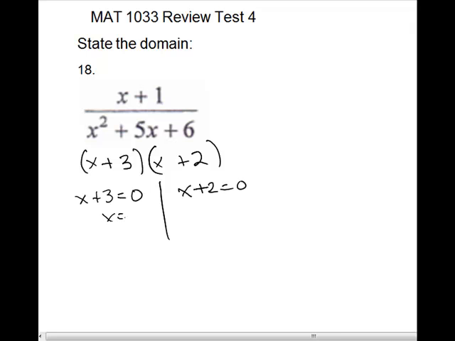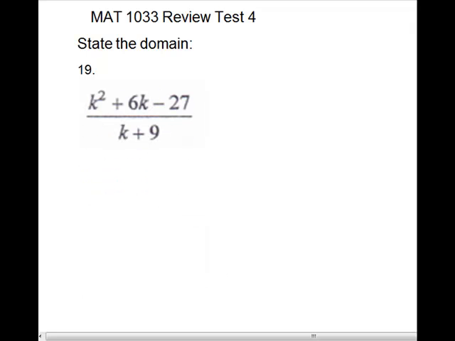So when x is negative 3, it will give a 0 in the denominator. And when x is a negative 2, it will give a 0 in the denominator. So to state our domain, we'll do it in set builder notation. X such that, and it's implied x is real, but x is not going to be allowed to be equal to negative 3 or negative 2.